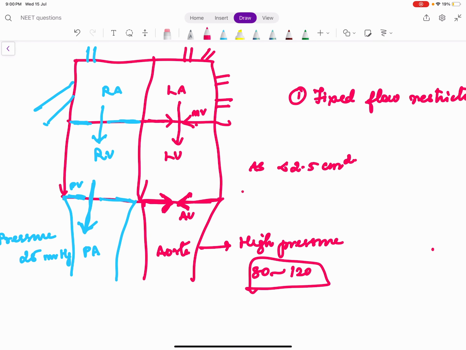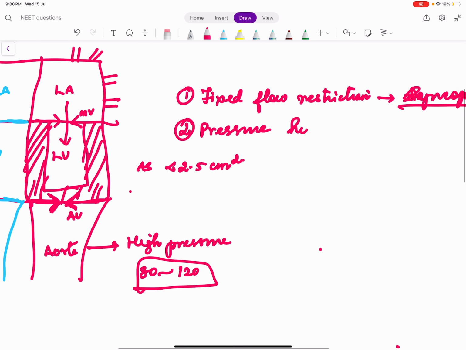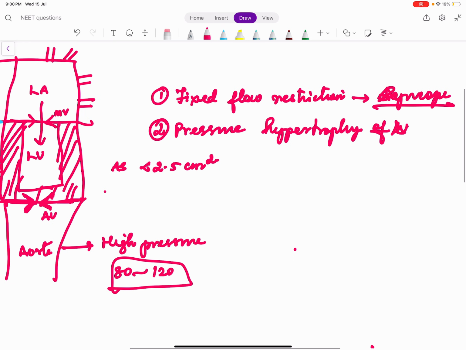Now, since the left ventricle is not able to pump blood into the aorta, what happens? The left ventricle will try to compensate by causing pressure hypertrophy to force the blood out. So there will be pressure hypertrophy of the LV to push blood forward.